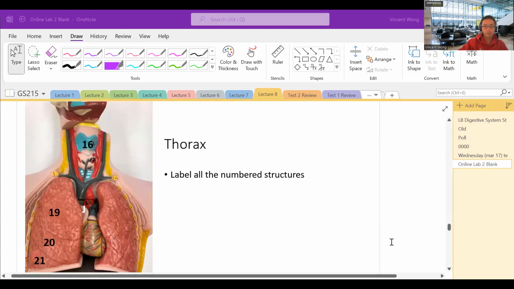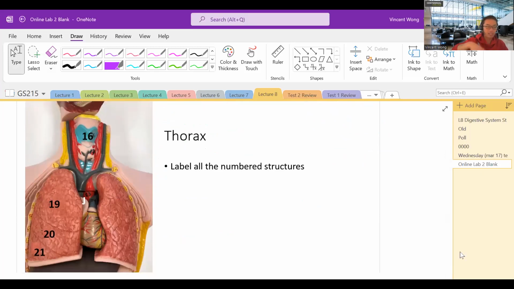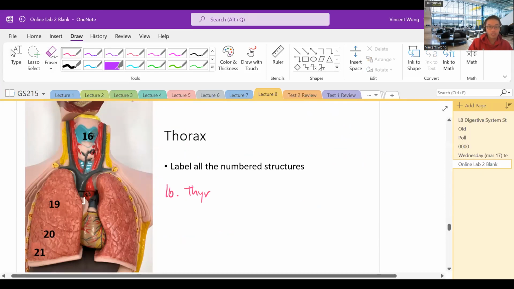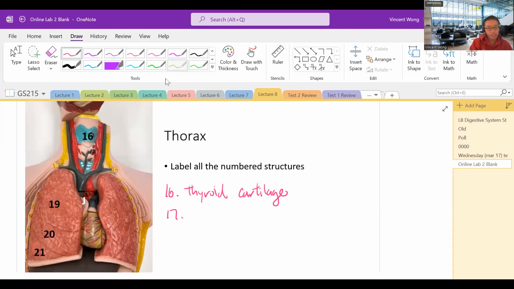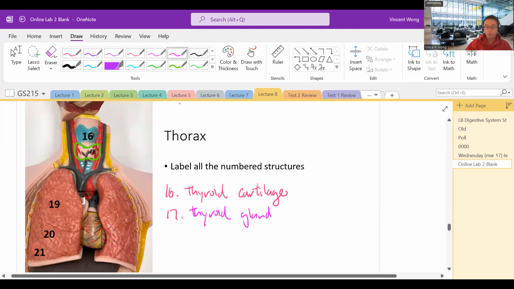I know this is for the earlier units, but it's a whole body model, right? So we just want to be thorough. 16. 16 is the thyroid cartilage. 17 here is talking about that gland. That is the thyroid gland, which secretes hormones for regulating metabolism.